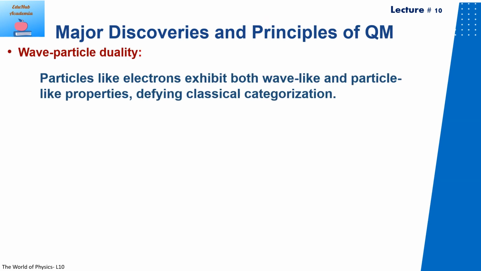Now, what are the major discoveries and principles of quantum mechanics? First one, the wave-particle duality. And as we mentioned before, electrons, for instance, can be seen as waves or can be seen as particles. They behave as wave and behave as particle.